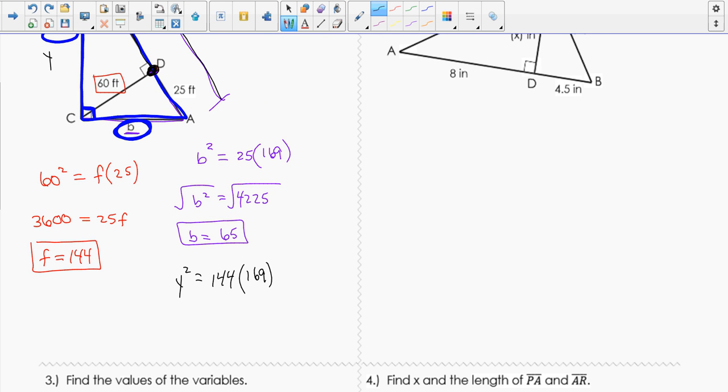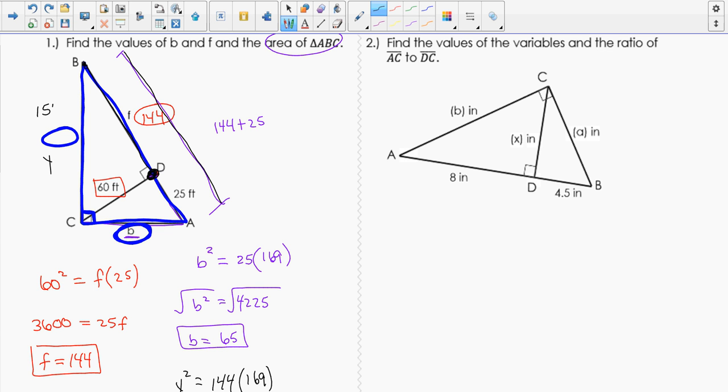Times 169. So I get that y squared equals 24336. When I take the square root of that, I get that y is 156. Okay, so now I know that this side right here is 156. So now I can find the area by doing area equals 1/2 times 156. And then that b is over 65. So that means my area equals 5070, and I need to make sure I put feet squared.